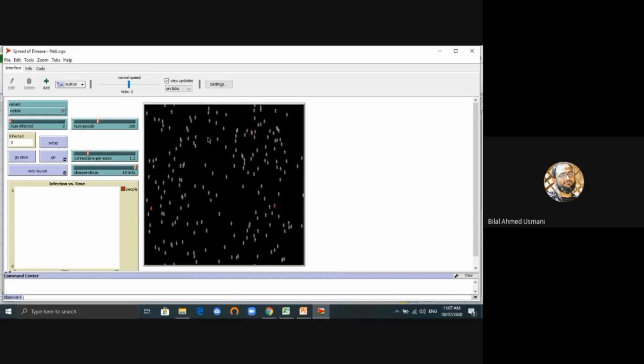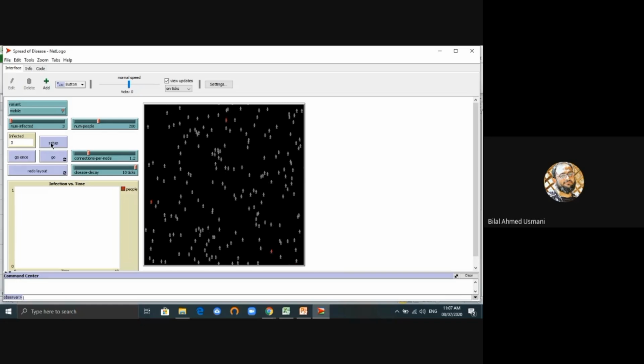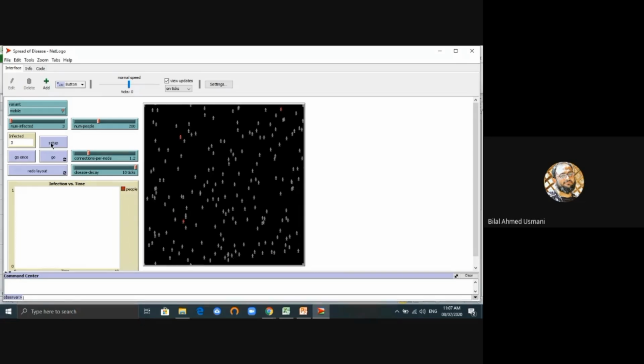There are a lot of people that are gray. Gray means they are susceptible, prone to infection. Red means they are infected. There are 3 red people, so the number of infected is 3. If I set it up again, for every reset it generates a random assemblage of 200 people. Out of 200, 3 are infected.